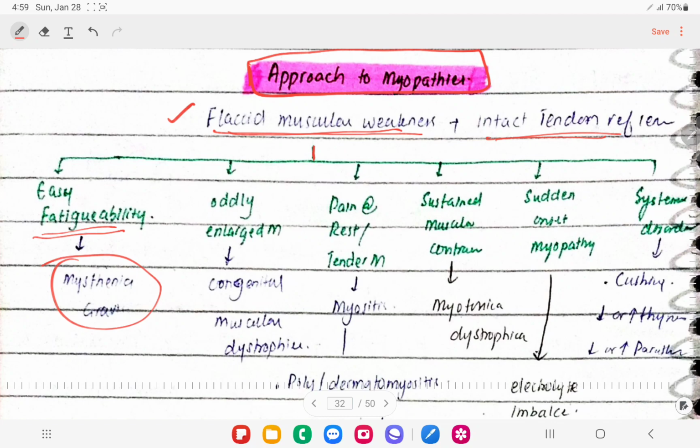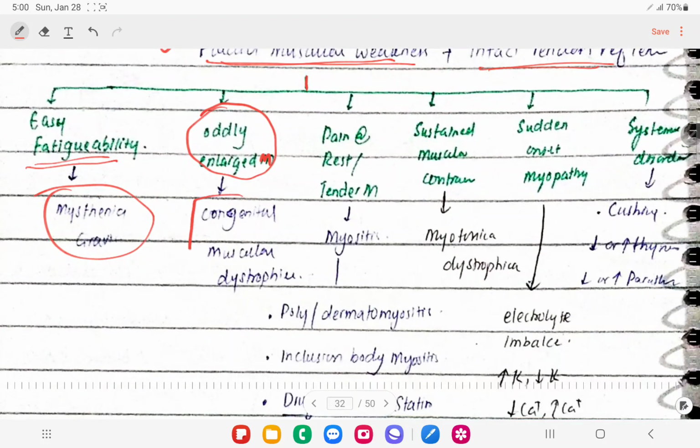If the patient presents with flaccid muscular weakness, intact deep tendon reflexes, and oddly enlarged muscles, M stands for muscles, so this M is for muscles. If there are oddly enlarged muscles, we have to think about congenital muscular dystrophies. We're going to think about various diseases that include congenital muscular dystrophies.